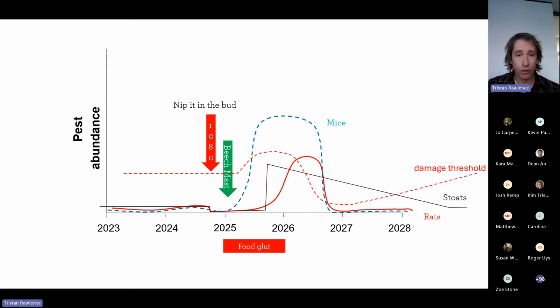And when this occurs, it's going to lead to a situation where we still get a good breeding of stoats and it's still above the damage threshold for a long period of time after the mast. So we want to avoid that happening.